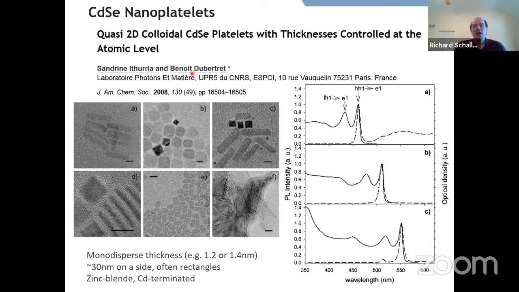Okay, sure. So I'll tell you a little bit about CdSe nanoplatelets that have already been discussed in this conference. They're really intriguing materials. Initially discovered by Sandrine Ithurria and Benoit Dubertret. Sandrine actually came to Chicago and was a joint postdoc with myself and Dmitri Talapin. So we did a fair bit of work on these systems at that time as well.